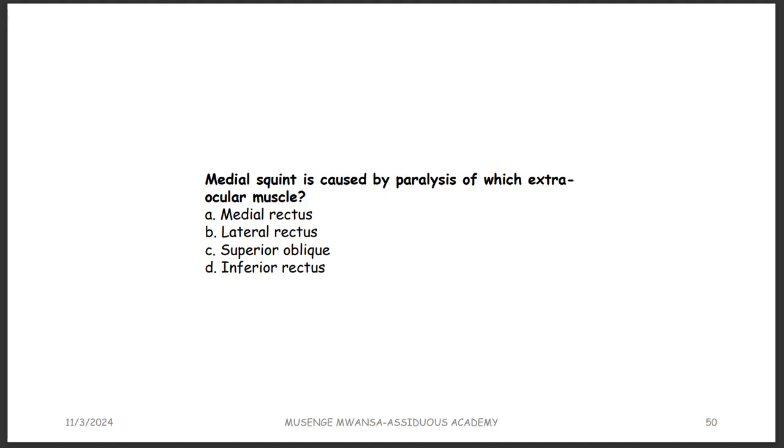Medial squint is caused by paralysis of which extraocular muscle? Medial rectus, lateral rectus, superior oblique, inferior rectus. Lateral rectus. Anyone that wants to say something else? Or who wants to agree? Or maybe tell us what medial squint means.